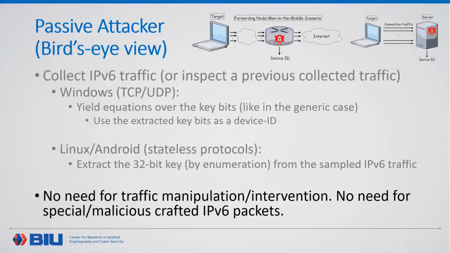Note that there is no need to manipulate or intervene with the client's traffic, and there is no need to cause the device to emit specific crafted packets. This means that any forwarding node that is aware of the source address, destination address, source port, and destination port values, and is capable of dumping these packets, is able to generate a device ID and correlate the user's traffic.